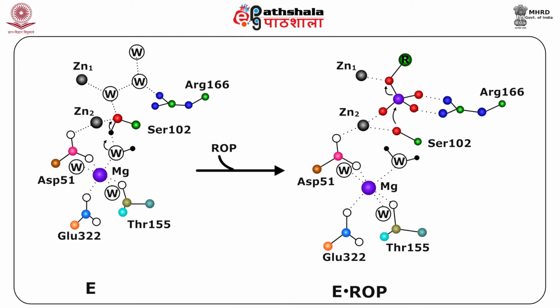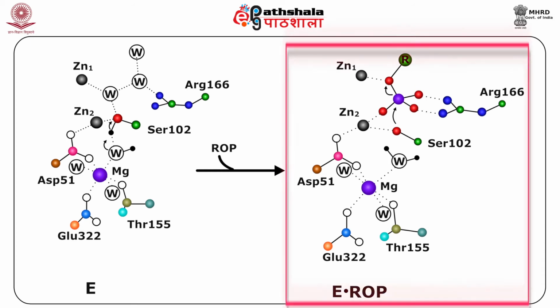Magnesium has a coordination number of 6 and is coordinated to oxygen atoms of aspartate 51, threonine 155 and glutamate 322, and 3 oxygen atoms from the 3 water molecules different from the earlier ones. One of the coordinated water molecules is at a distance of 4.7 angstrom from zinc 2 and 3.1 angstrom from serine 102. This water is coordinated as a hydroxide ion to magnesium and functions as a general base and accepts the proton from O gamma of serine 102.